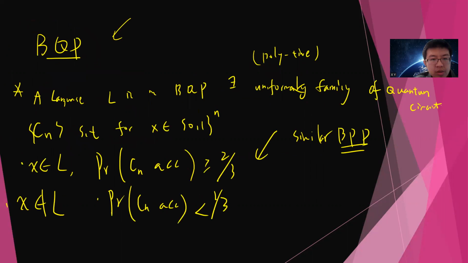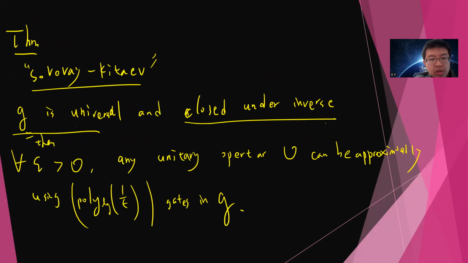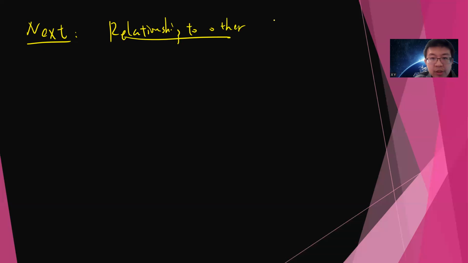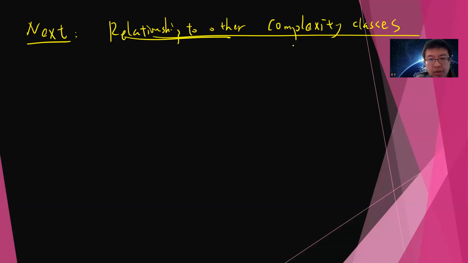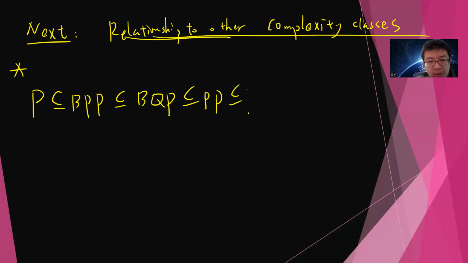In the next video I want to talk about the relationship to other complexity classes. Our goal will be to prove the following: BPP is a subset of BQP, and BQP is a subset of PP, PSPACE, and EXP. See you guys in the next videos.